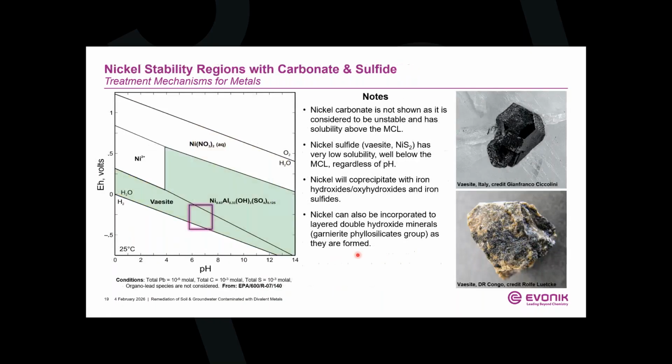And then finally, we'll just look at one more, nickel. And once again, these things are very consistent. All of these divalent metals will precipitate in the same area where iron sulfides will precipitate, and they will fall out of solution as divalent heavy metal sulfides. In the case of nickel, it's called vaesite.